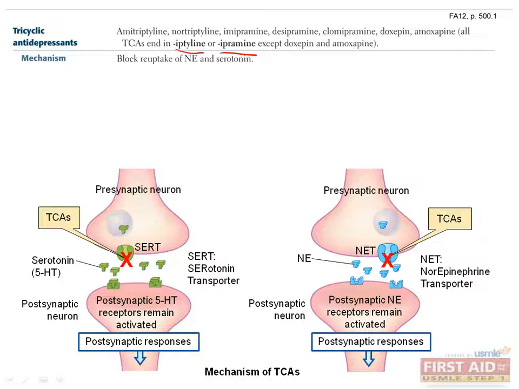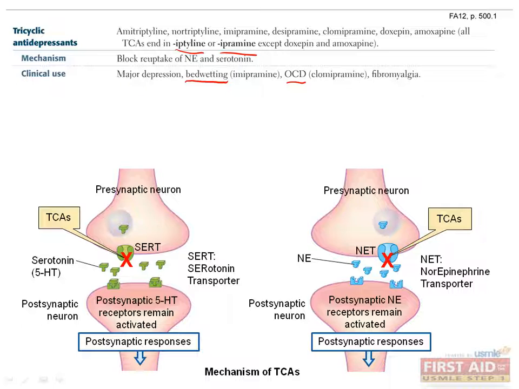TCAs block the reuptake of both norepinephrine and serotonin, as we showed in the previous diagram. Their clinical uses are relatively broad, starting of course with depression, all the way to fibromyalgia. Specific ones also have certain additional clinical indications. Clomipramine can be used to treat obsessive-compulsive disorder, as we discussed a few minutes ago. Additionally, imipramine can be used to treat bedwetting.